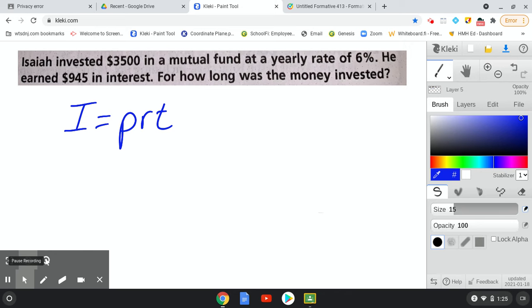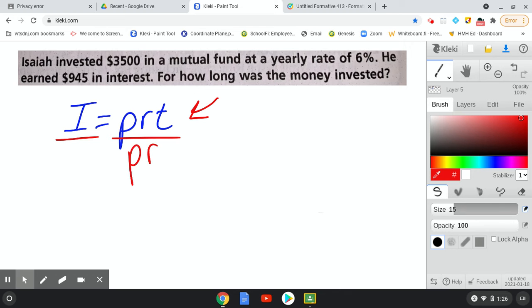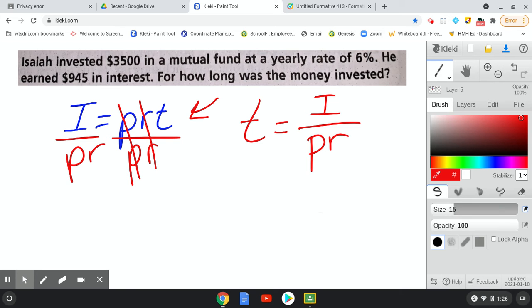So this is where we need to rearrange the formula so T is by itself, because we need to solve for T, for the amount of time. So in order to get T by itself, I need to get rid of that P and that R. Because this here is multiplying, the opposite of multiplication is division. So I'm going to divide both sides by PR. The P's and the R's cancel on the right side. I'm now left with T is equal to the interest over the principal times the rate.